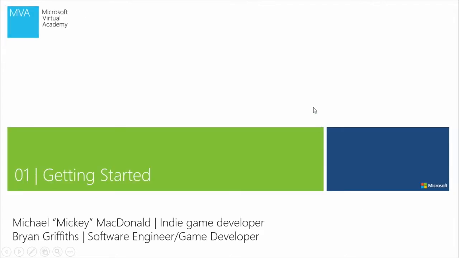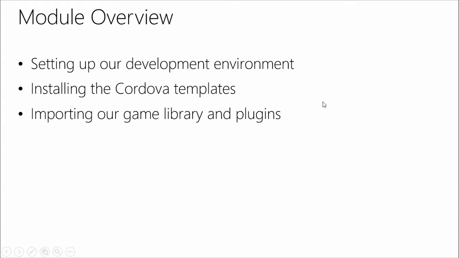Okay, so good intro. Let's dive in and take an actual look at getting started with all this. For this module, we're going to do a quick overview of how to set up your environment. We'll take a look at installing Cordova, as well as installing our game libraries and the plugins that we're going to be using as well.